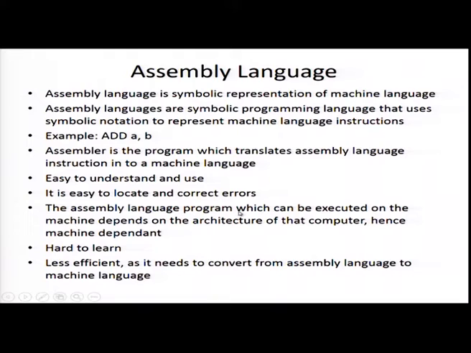The assembly language program which can be executed on the machine depends on the architecture of that computer, hence it is machine dependent. But assembly languages are hard to learn because it is pretty old. It is less efficient as it needs to convert from assembly level language to machine language.